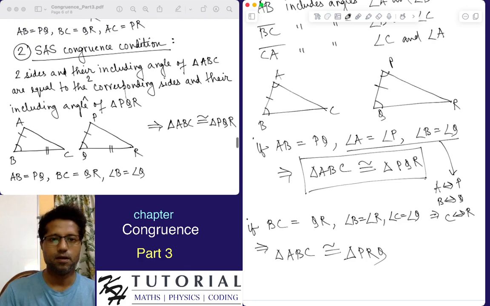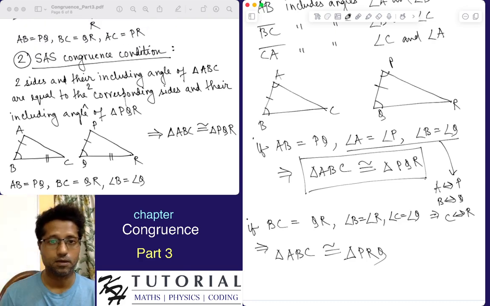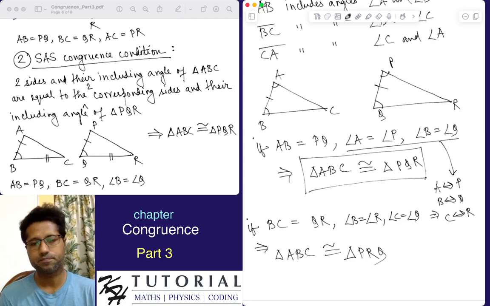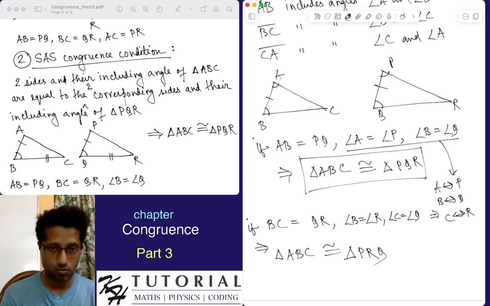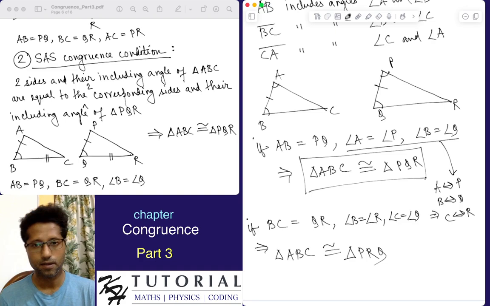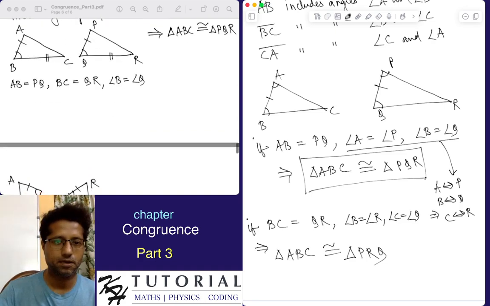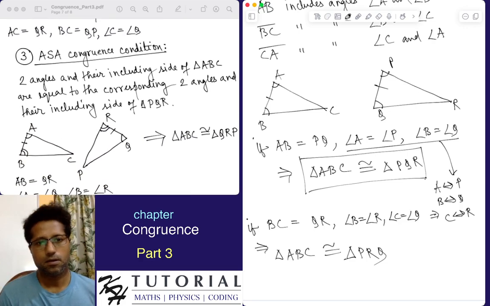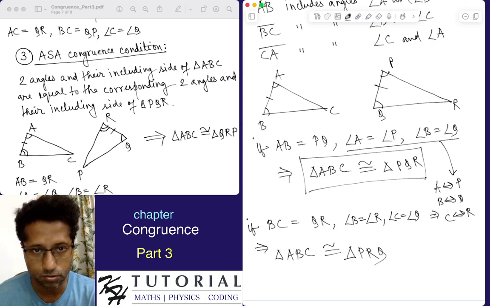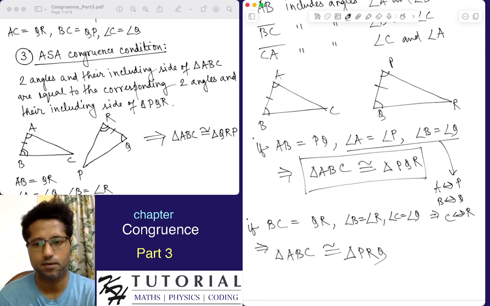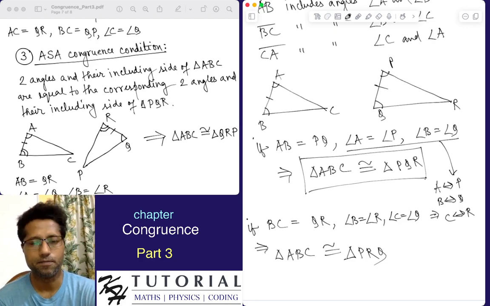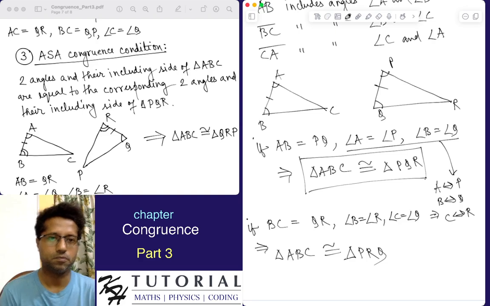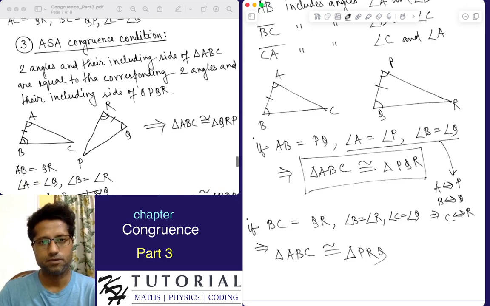And similarly, the corresponding sides and their included angle in triangle PQR could also be any corresponding sides and their included angle. Similarly, in the ASA congruence condition also, when you are considering a side and their included angles, it could be any side in triangle ABC and their included angles, and of course the corresponding side in triangle PQR and the angle between those corresponding sides. So this was the ASA congruence condition.